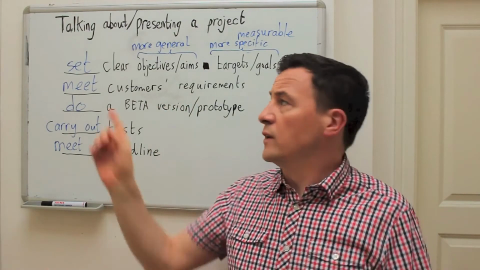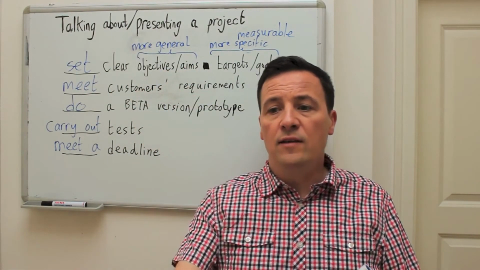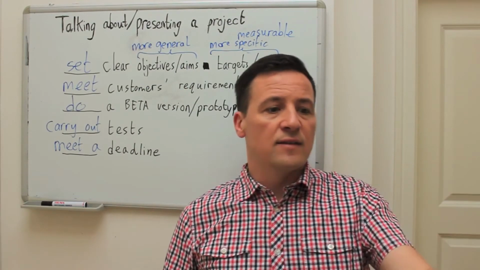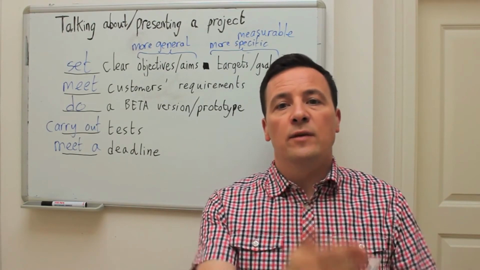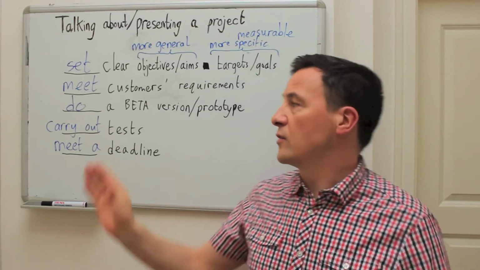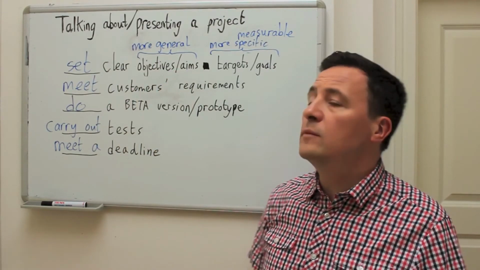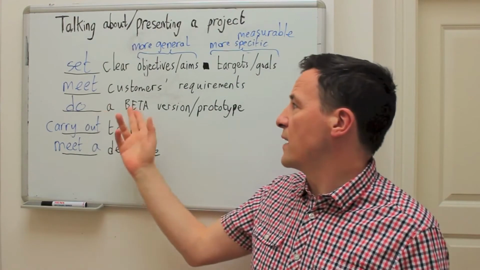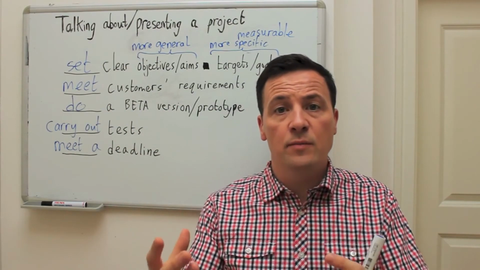After that, you would set clear objectives or aims. You would say, okay, these developers are working on this project and this is the project manager. Every week you'll have something which needs to be finished. You would have a timeline, so you would set that out when you set the objectives or the aims. After that, of course, you do the first version, the beta version, or if you're creating a product, you would do the prototype.